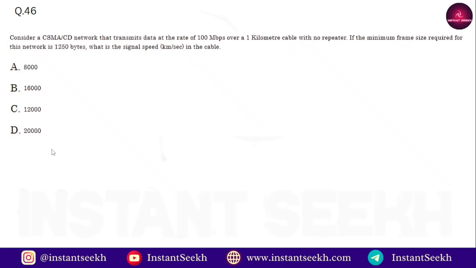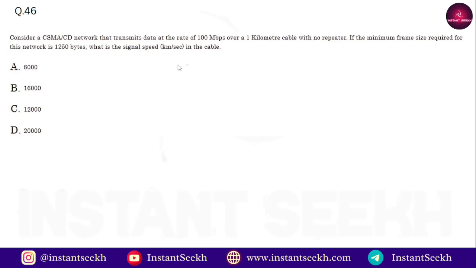Next we have a CSMA/CD network. Consider a CSMA/CD network that transmits data at the rate of 100 Mbps over a 1 kilometer cable with no repeater. If the minimum frame size required for this network is 1250 bytes, what is the signal speed in kilometers per second in the cable?